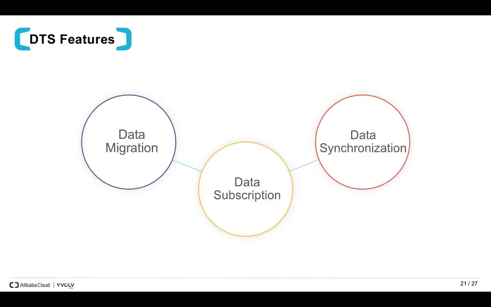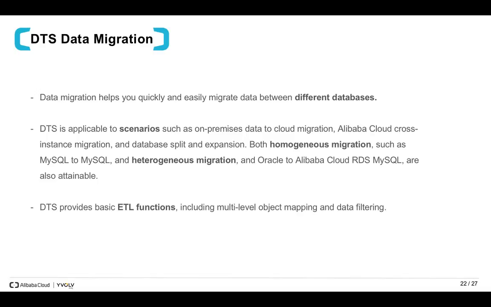So first, let's discuss data migration. Data migration helps you quickly and easily migrate data between different databases. As I mentioned earlier, it supports homogeneous migration such as MySQL to MySQL and heterogeneous migration like Oracle to Alibaba Cloud RDS. So DTS provides basic ETL functions including multi-level object mapping and data filtering.